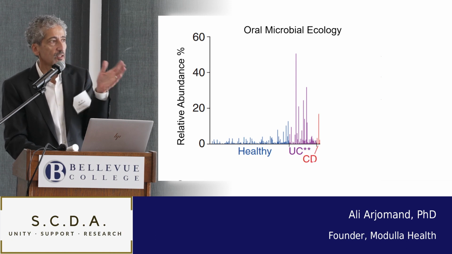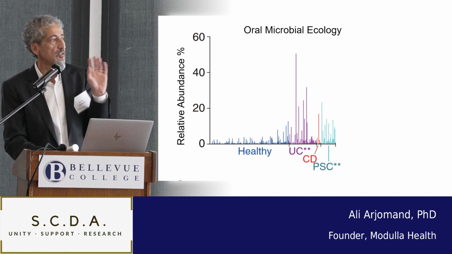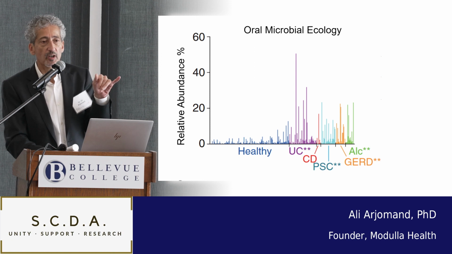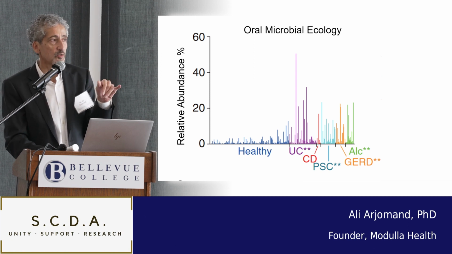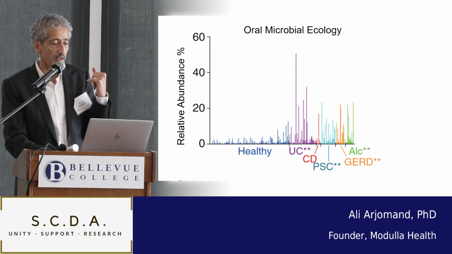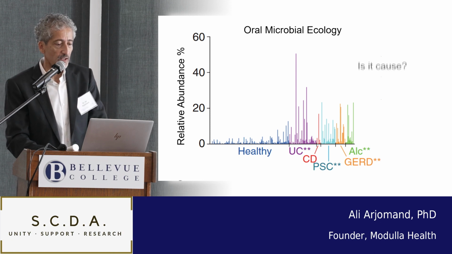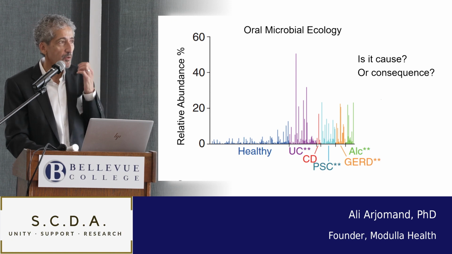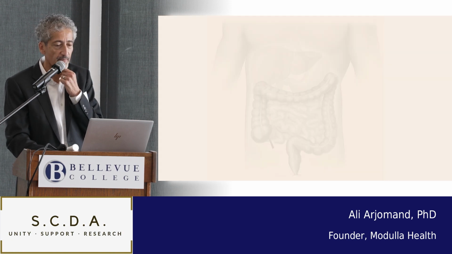In Crohn's disease, fewer patients, but more diversity. You can see PSC shoots up, alcoholics, GERDs. So that's what I was talking about. The diversity goes way up in these conditions. What's going on? Is it cause or is it the effect? Is it the consequence of those conditions? We don't know yet. We're exploring that.